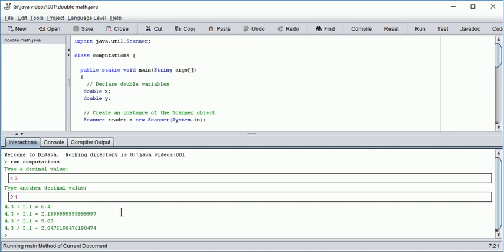4.3 minus 2.1 should be 2.2. It's telling us 2.199999997. Are they crazy? Why is it not 2.2? Well, you've just discovered one of the nutty things about Java.